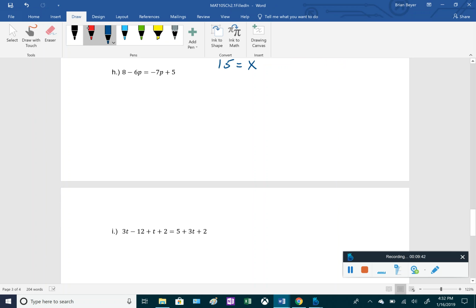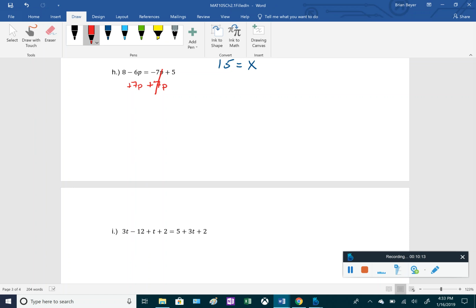For H, for the next one, we have 8 minus 6p equals negative 7p plus 5. So we're trying to solve for p here. So we want to get all of the p's on one side and the constants on the other side. So this time, let's worry about the variables first. I'll come back to the constants in a second. If we add 7p to both sides, it'll cancel on the right-hand side. Negative 7p plus 7p is 0.